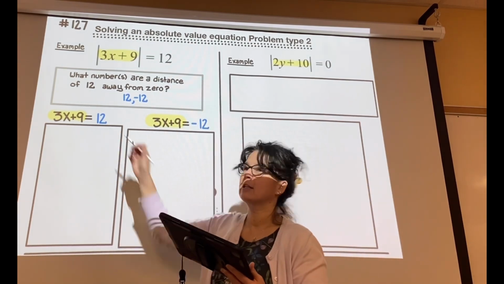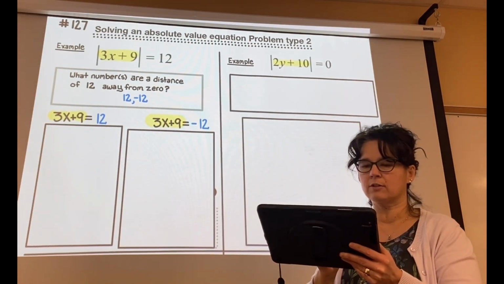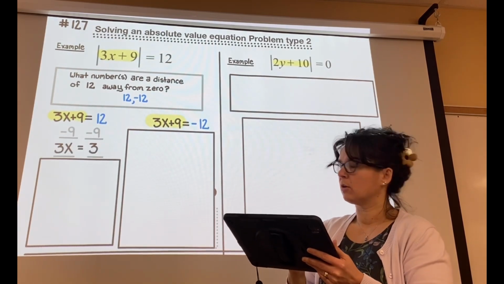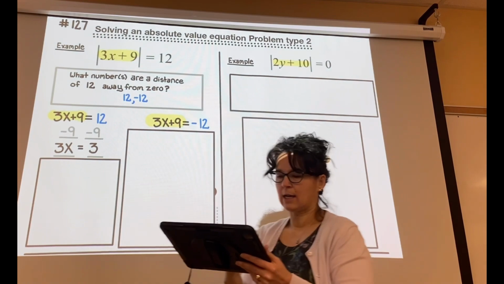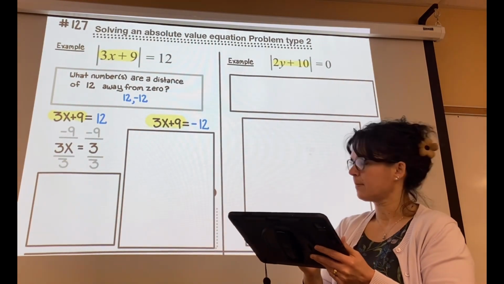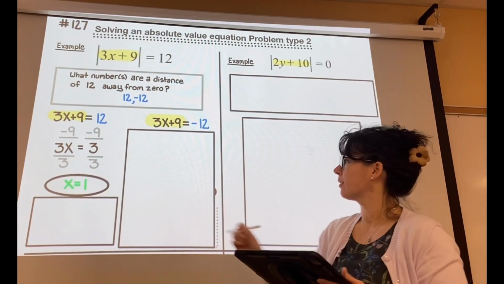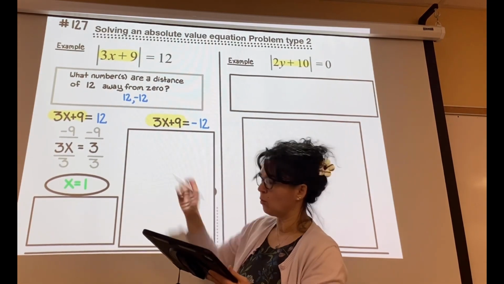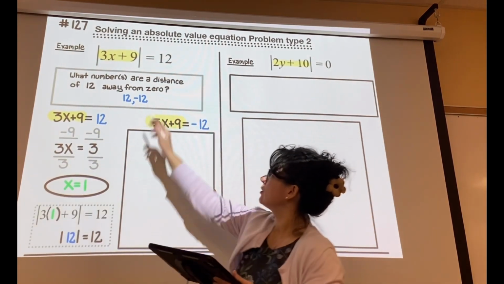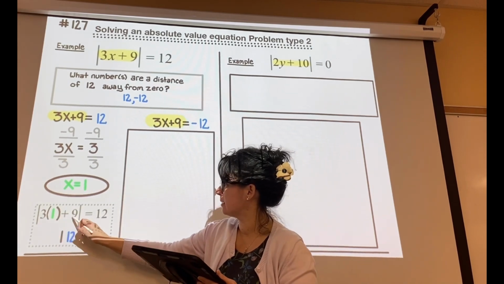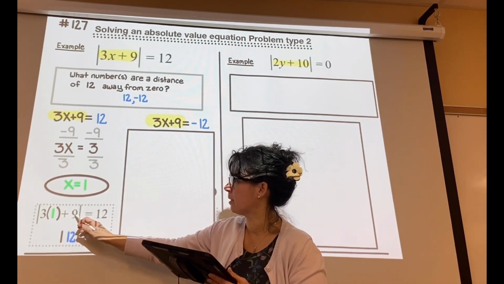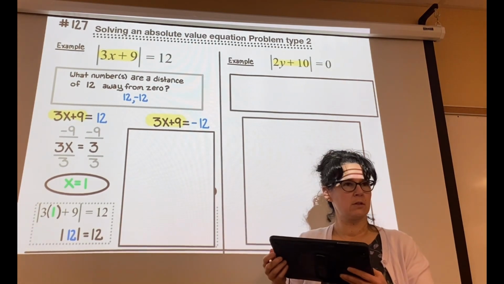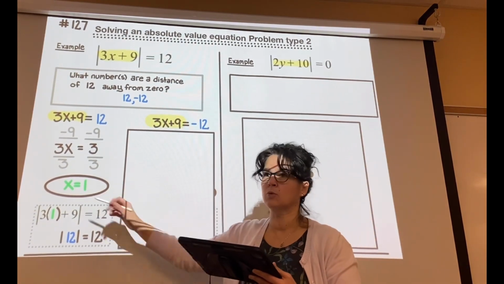Okay, so then we're just going to subtract 9 to solve this equation. And then we have 3x equals 3, divide both sides by 3. And so we end up with x equals 1. If I substitute 1 back into the original 3x plus 9, so 3 times 1 plus 9, I get 12, and the absolute value of 12 is 12. So one of my answers is 1.